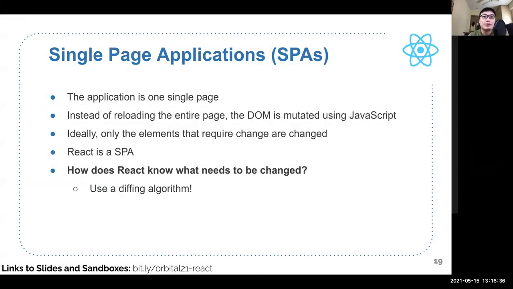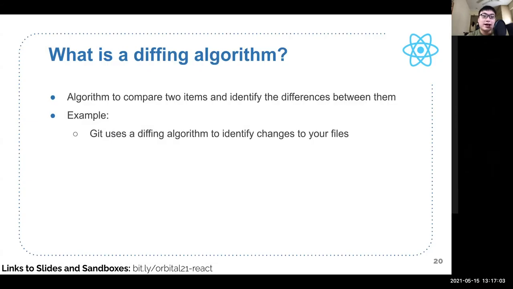But with React, we have this concept called a single page application. That means when you visit a website, it is really just one single page. Instead of reloading the entire page, the browser DOM, the document object model, is mutated using JavaScript, so only the elements that require changes are changed. So how does React know what needs to be changed? It uses a diffing algorithm, which is just an algorithm to compare the states of two things and see what's different between them. An example of something that uses a diffing algorithm is Git, which uses it to identify changes to your files.